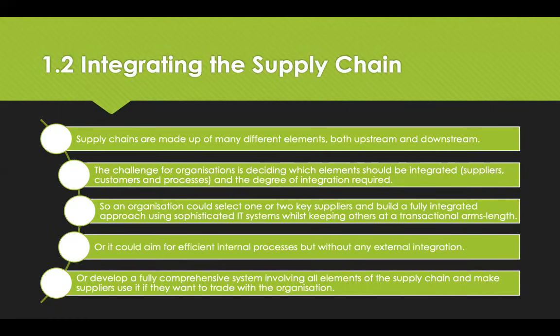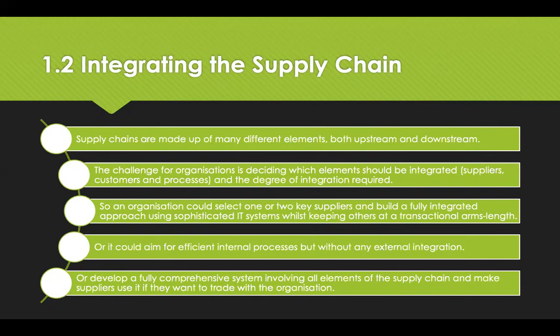So supply chains are made up of many different elements, both upstream and downstream. And the challenge for us as an organisation is deciding which elements should be integrated. Should it be our suppliers, our customers, or our processes? And the degree of the integration required.